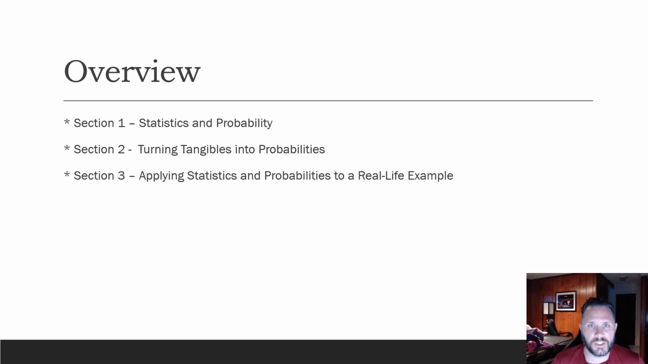So this series that I'm pushing out here is a three-part series. The first part is this video. We're going to go over statistics and probability in general, and these are just general language pieces that I am going to use as it relates to wargaming. The next video, part two, we're going to talk about turning tangibles into probabilities.